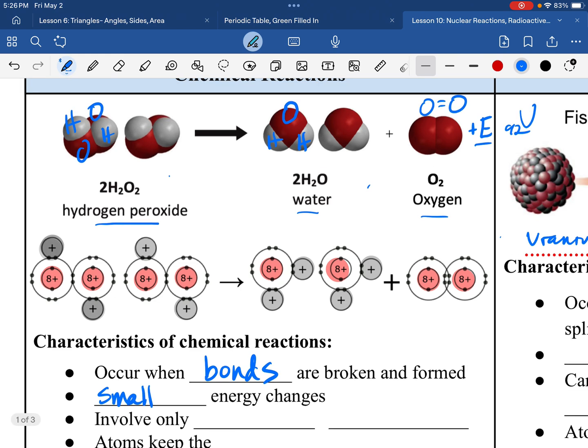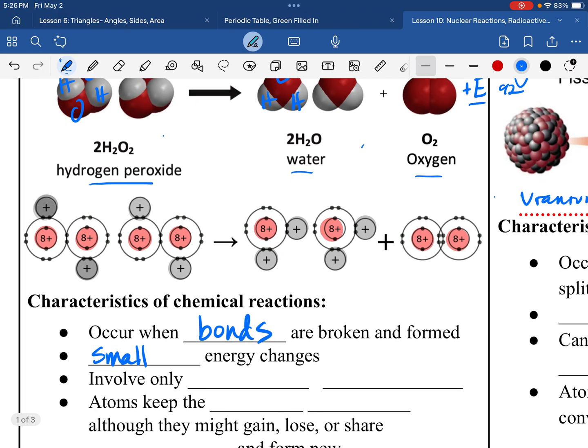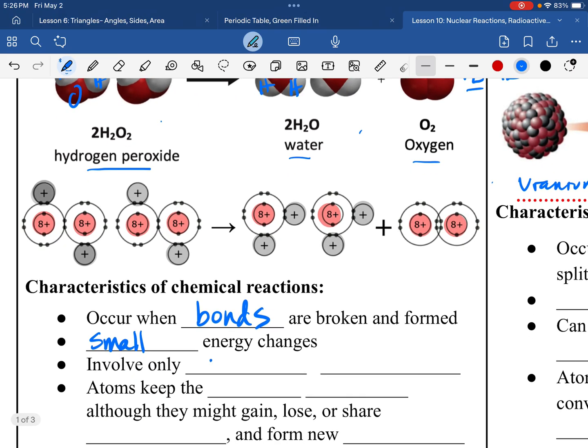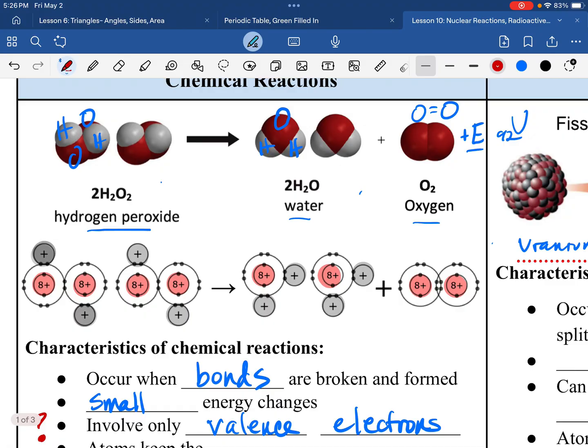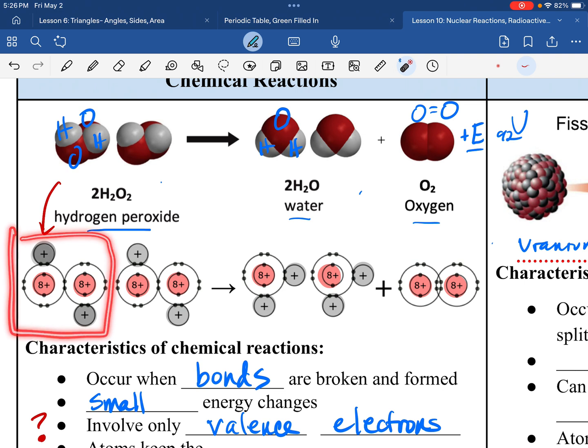And another thing is they only involve the valence electrons. All right, and you're going to answer a question about what the valence electrons are. And so let's look here. That's what bonds are. Bonds only involve valence electrons. So here's another picture of hydrogen peroxide. So here's one hydrogen peroxide molecule.